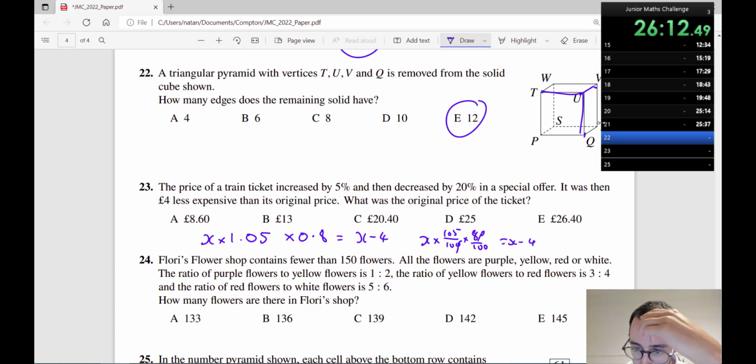Cancel a 10 and a 10. Cancel that to a 4 and that to a 5. 105 divided by 5 is 21. So it's actually x times 84 over 100 equals x minus 4.